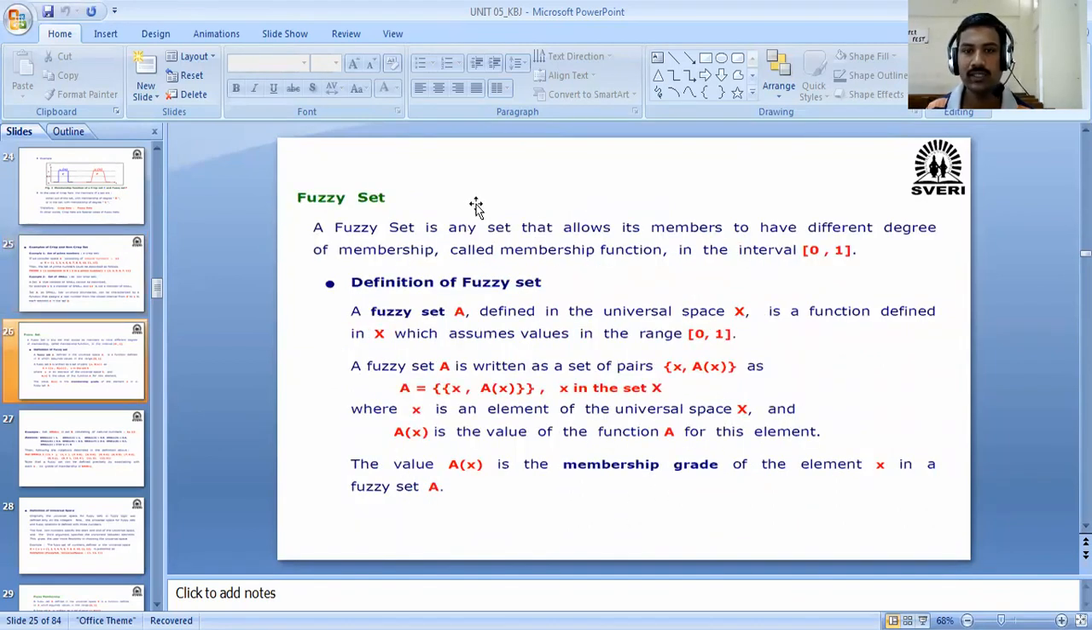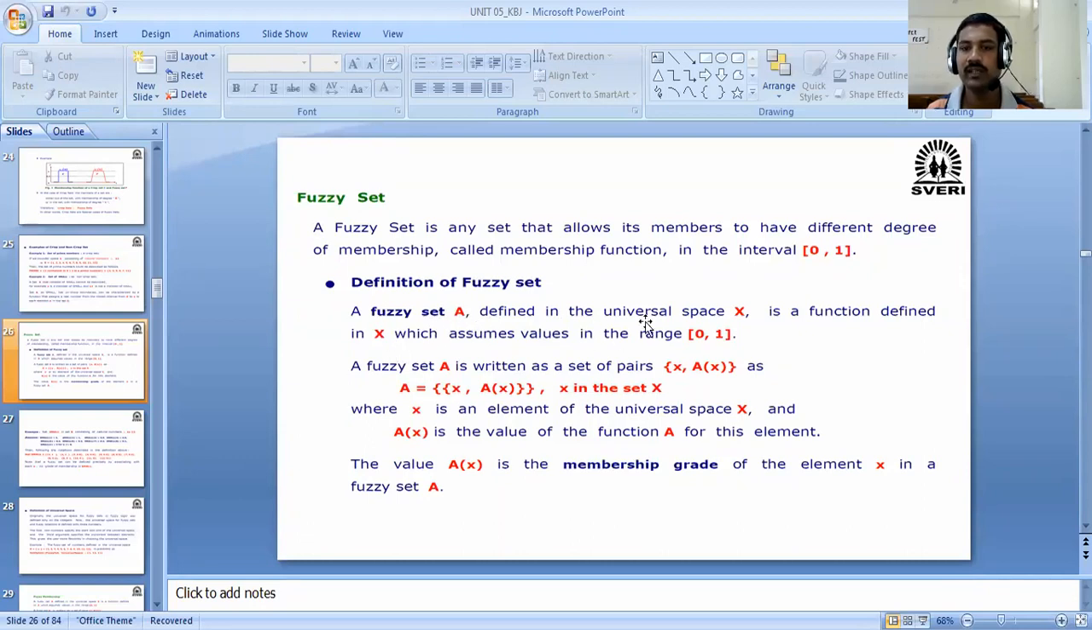Okay, next, fuzzy set. We can define a fuzzy set. A fuzzy set is any set that allows its members to have different degrees of membership, called a membership function, in the interval 0 to 1. Definition of the fuzzy set: how can I write the definition of the fuzzy set?